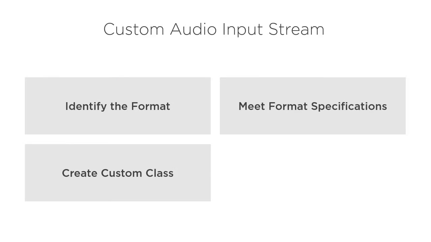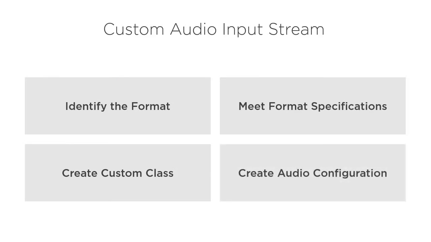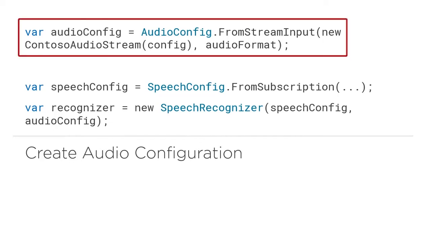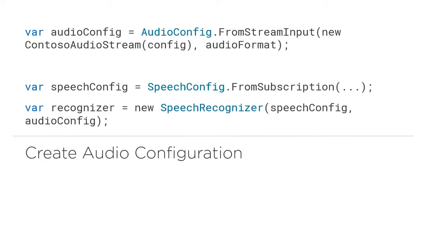The final step once you have created the custom class is to create an audio configuration based on your audio format and input stream. Pass in both your regular speech configuration and the audio input configuration when you create your recognizer. In this case, the Contoso audio stream is used as the first parameter in the fromStream input method to create the audio config that is eventually used when we create the recognizer.